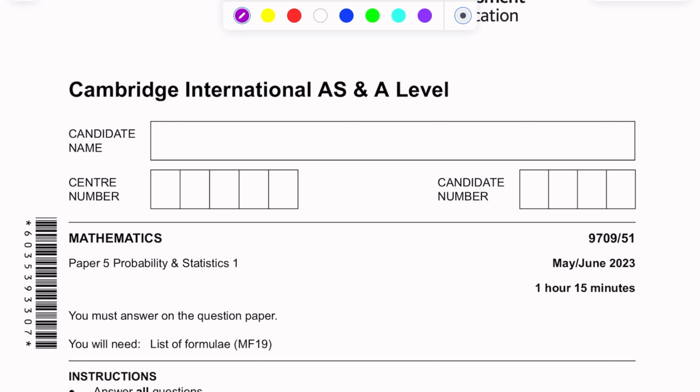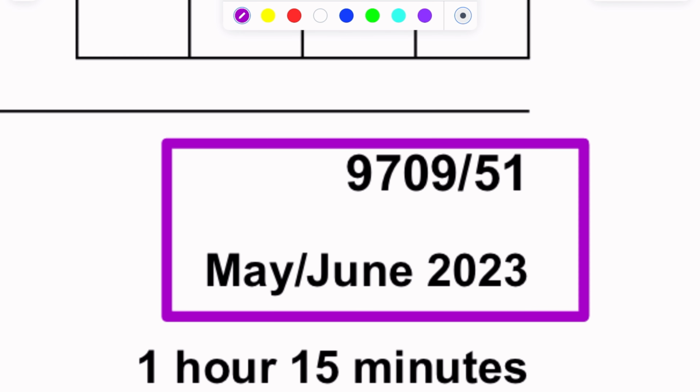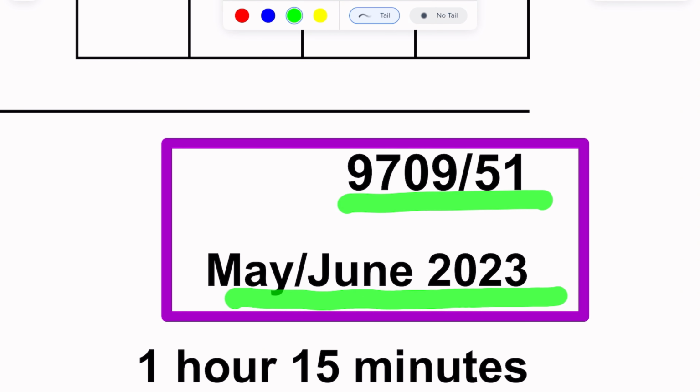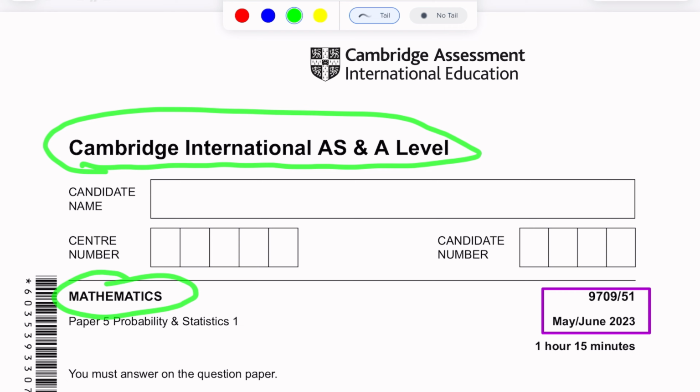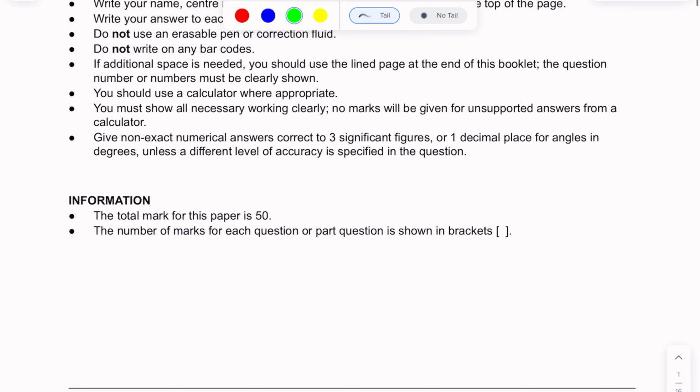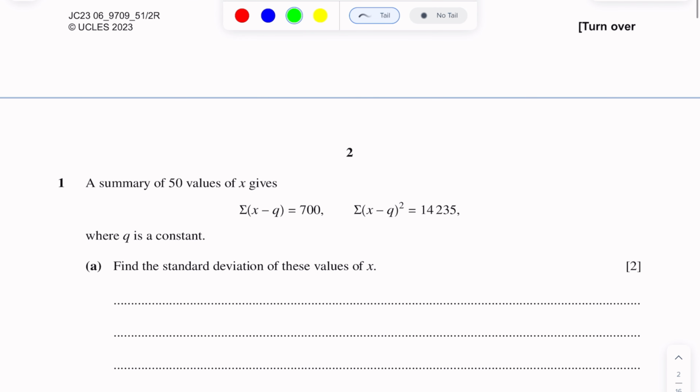May June 2023, variant is 5 1. First question is from representation of data.